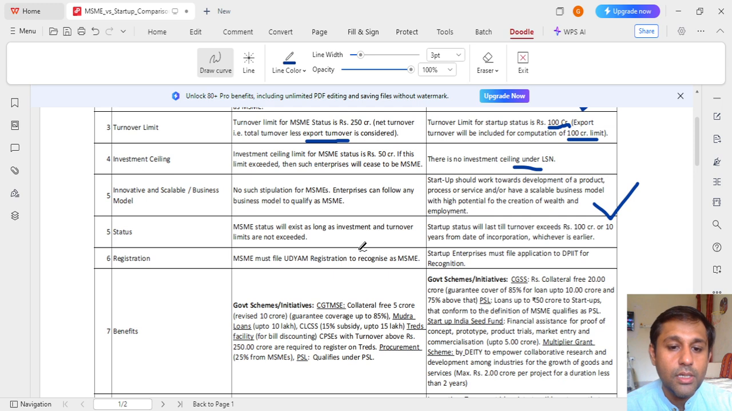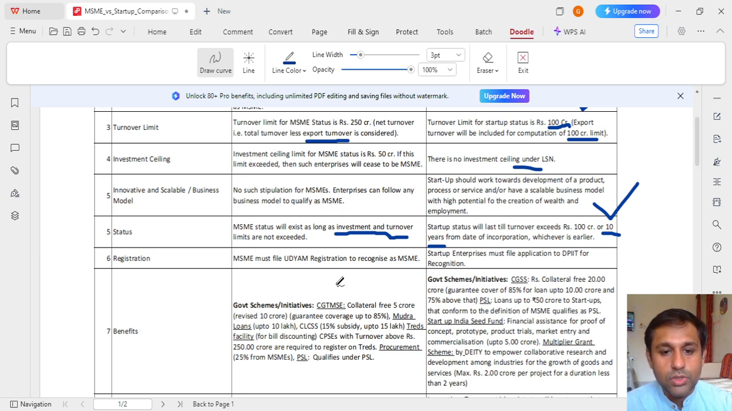Status: MSME status will continue as long as these threshold limits are not breached or exceeded. Till then it will be there. Whereas for startups, it is only for 10 years. But say before 10 years your turnover exceeds 100 crore, then prior to 10 years also the enterprise will not be called a startup.